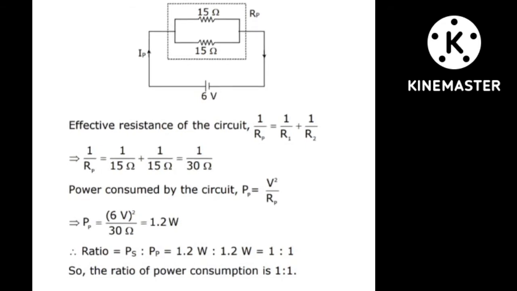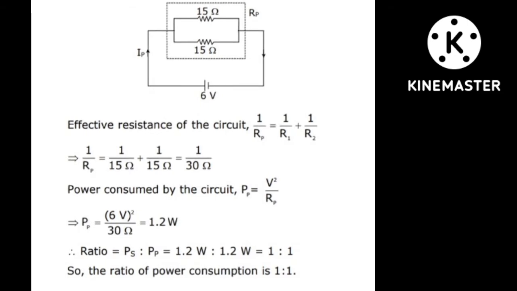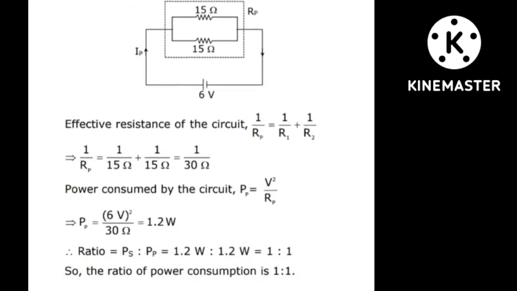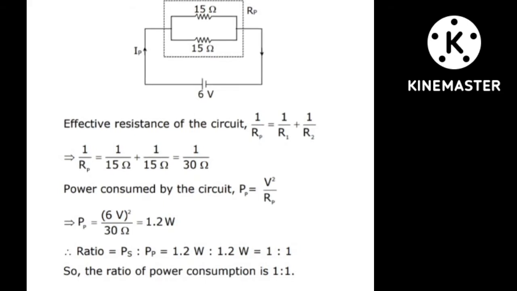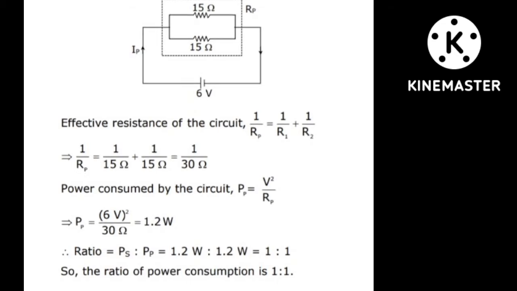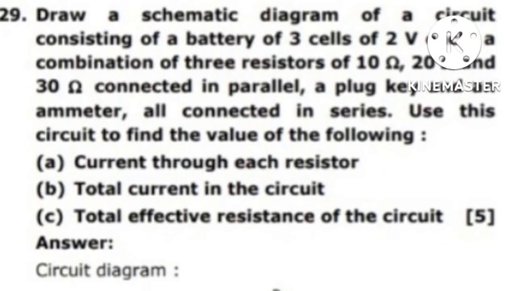Right. Now we can write down the ratio of the powers, that is Ps is to Pp, that will be equal to 1.2 watts is to 1.2, that will be equal to 1 is to 1. So the ratio of power consumption is 1 is to 1. Now we can move to the next question.